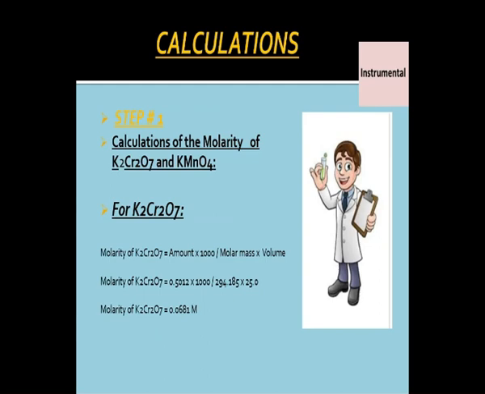By putting the values and solving it, we got the molarity of potassium dichromate equal to 0.0681 molar.